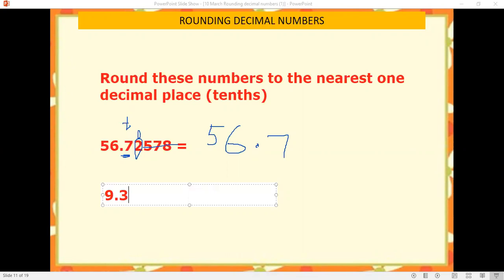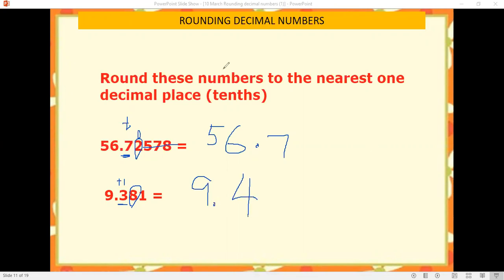Another example. 9.381. Okay? So what should be the answer? So which one are we going to underline? 3 is in the tenths place, and let's circle the hundredths. Okay, so 8 is 5 or more, therefore we will add one more to the tenths digit. So the answer now is 9.4.